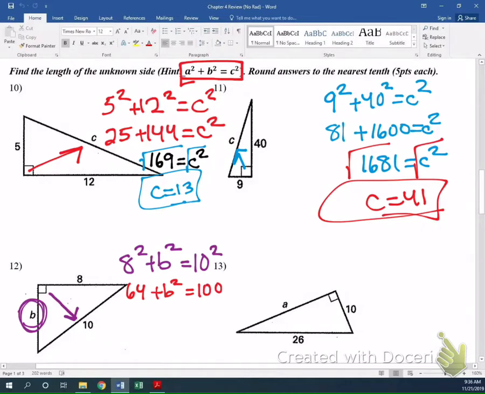This is where it's a little trickier if you're finding one of the legs because you have to subtract. I wouldn't say it's harder, so just make sure you're not forgetting it. So b squared equals 36. Square root. B equals 6.